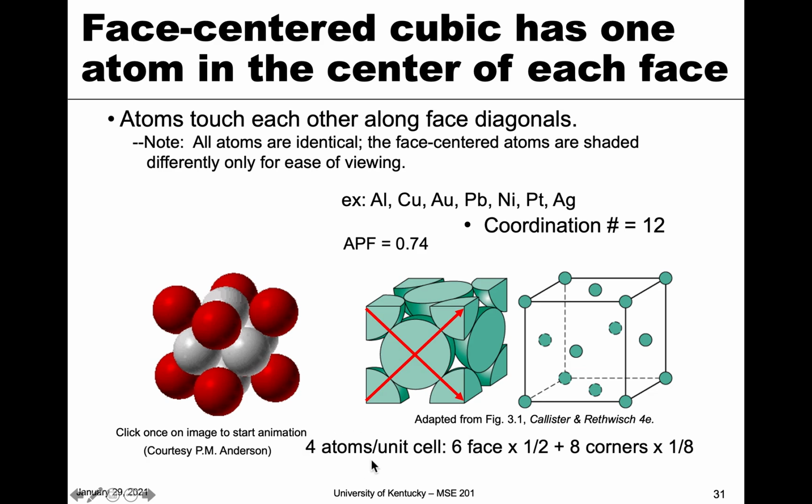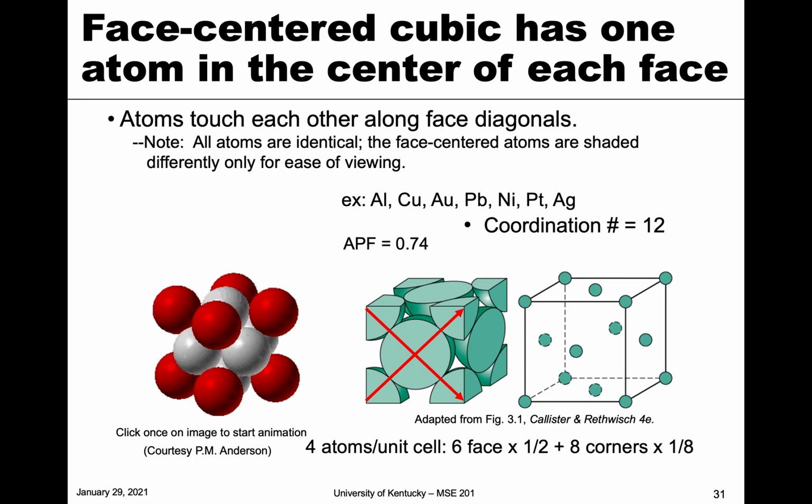There ends up being 4 atoms per unit cell. So if we count the corners, that gives us that 1, right? 8 corners times 1/8. But then each face-centered atom is 1/2 of the sphere, and there's 6 faces, so 6 times 1/2, and that gets us up to 4 total.